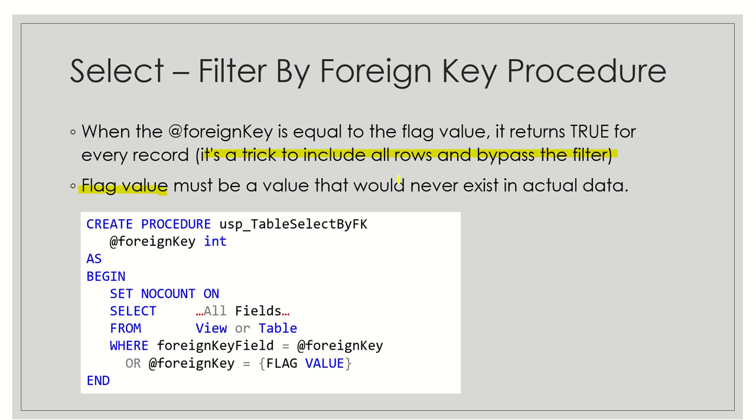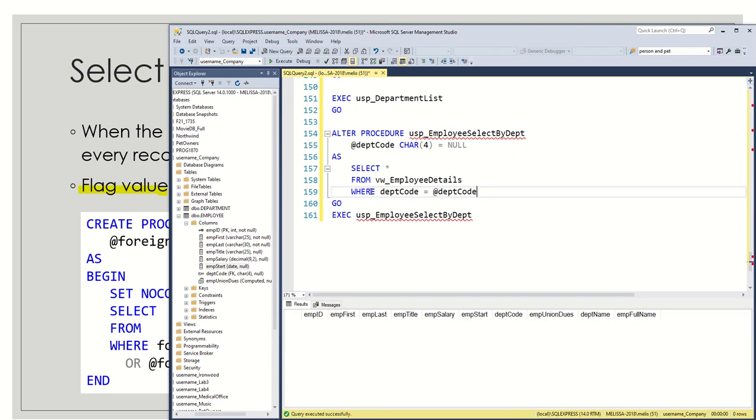Now the flag must be a value that would never exist in actual data. So if your foreign key is an int identity, then it's obvious your flag is 0 because the 0 could never be the result of an actual real identity value. But here with department codes, it's a little trickier. We need to pick a department code that could never be in the actual data. And maybe we would even put a constraint on that department code field that would prevent us from creating a department with this flag value as its department code. So let's put in as a default a department code that's ZZZZ.